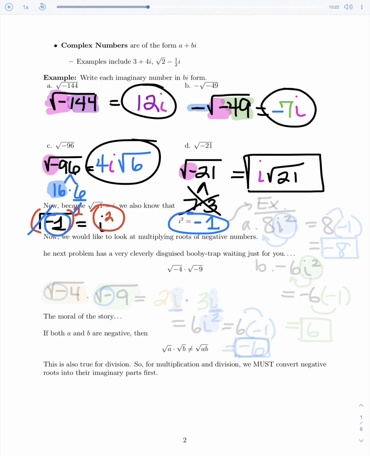What does that actually mean, though? Well, let's look at an example off to the side here.